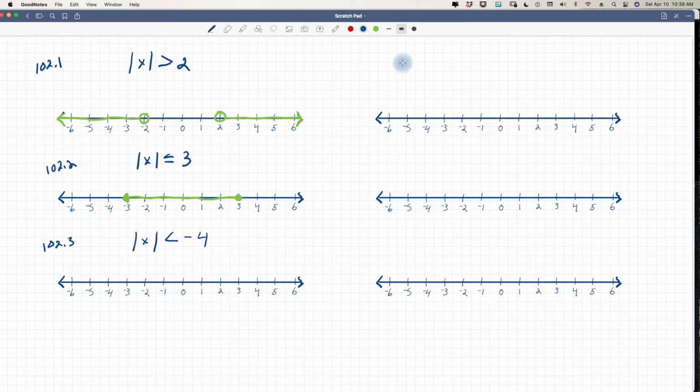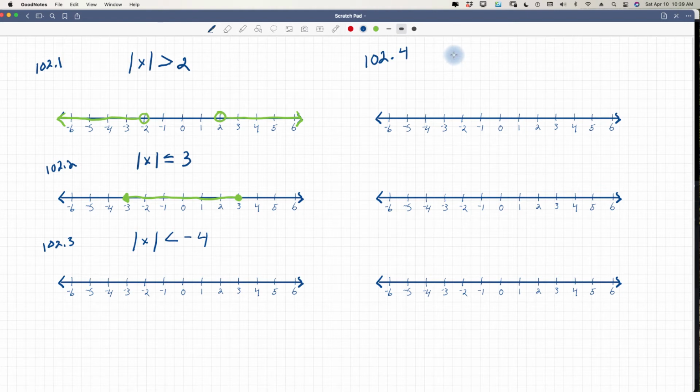Okay? You have to use a little bit of logic whenever you are doing these inequality statements using absolute value. You have to think about what the problem, or what the statement, is saying. And let's move on to 102.4, and you can get a little bit more distinction in that.